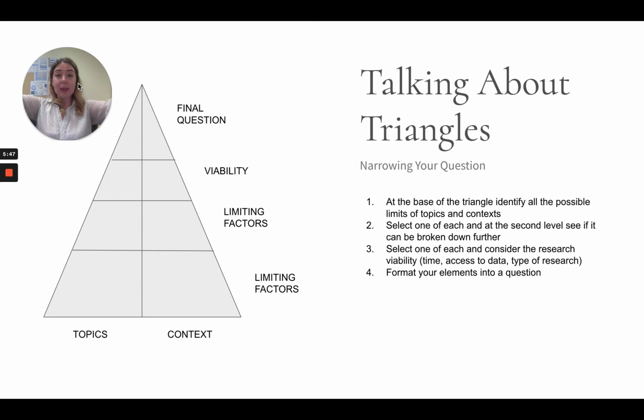In my viability box at the bottom, I'm going to write government spending on agriculture and the name of the city. Okay? Now at the viability level, I have to ask myself some important questions. I need to consider the research viability. In other words, can I actually answer a question about this topic and this context? So some things to think about with viability, and you can scribble notes in your viability boxes. Things to think about might include, how much time do you have?